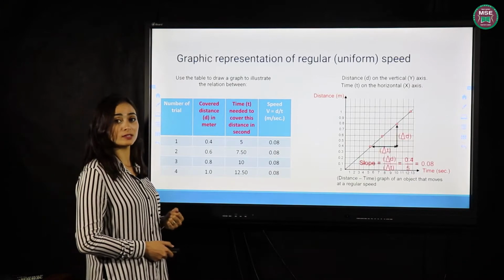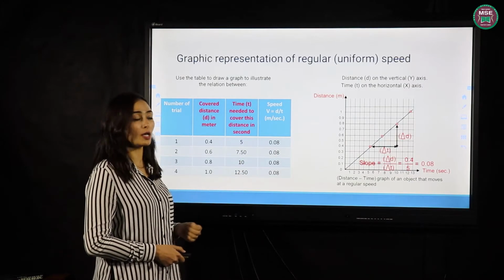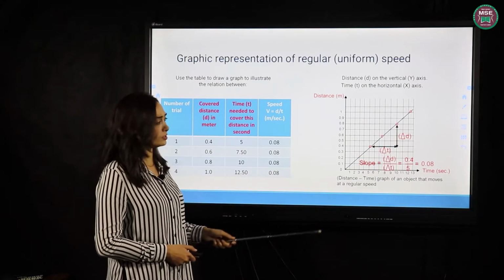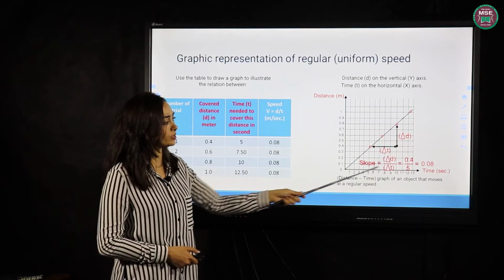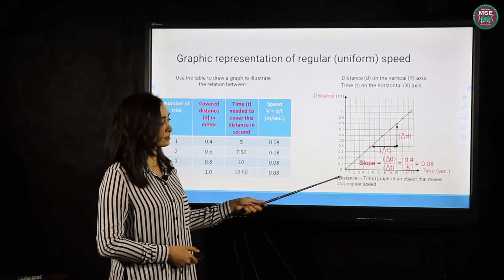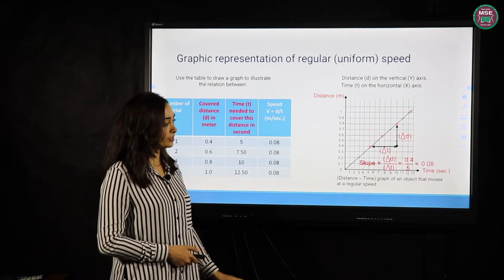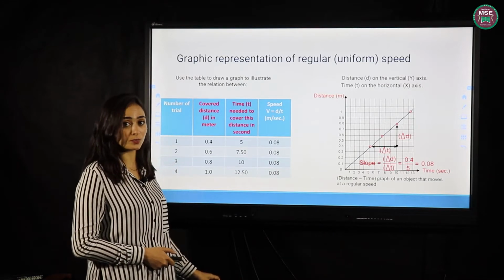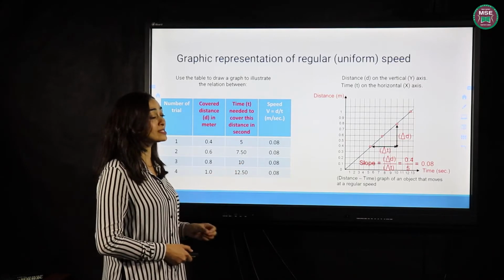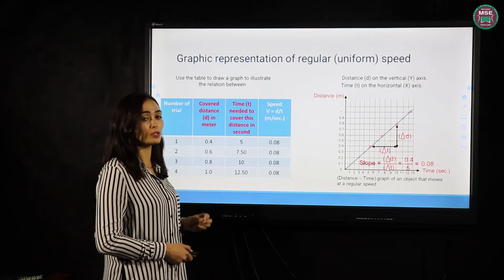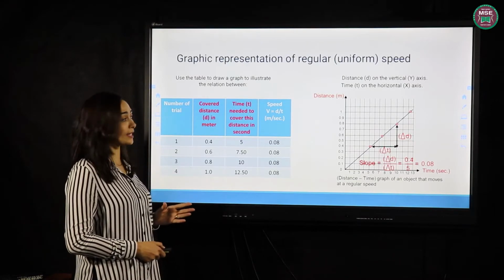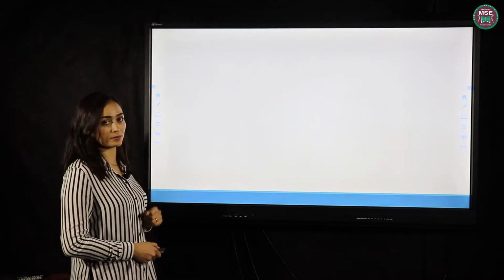So the graph is represented by a straight line passing through the origin point. The origin is the point of intersection between the two axes, the y-axis and the x-axis. Okay? So the uniform or regular speed graph of distance and time is represented by a straight line passing through the origin. Let's see the uniform graph with time and speed.